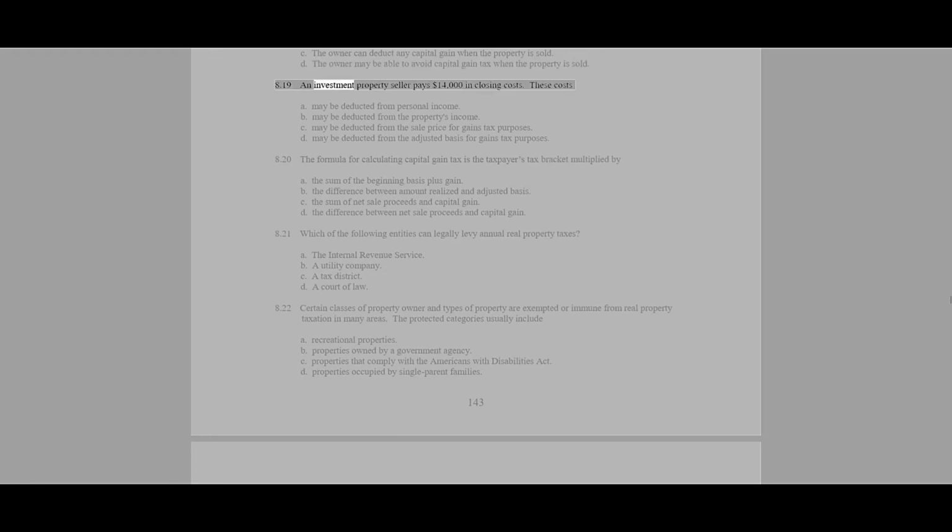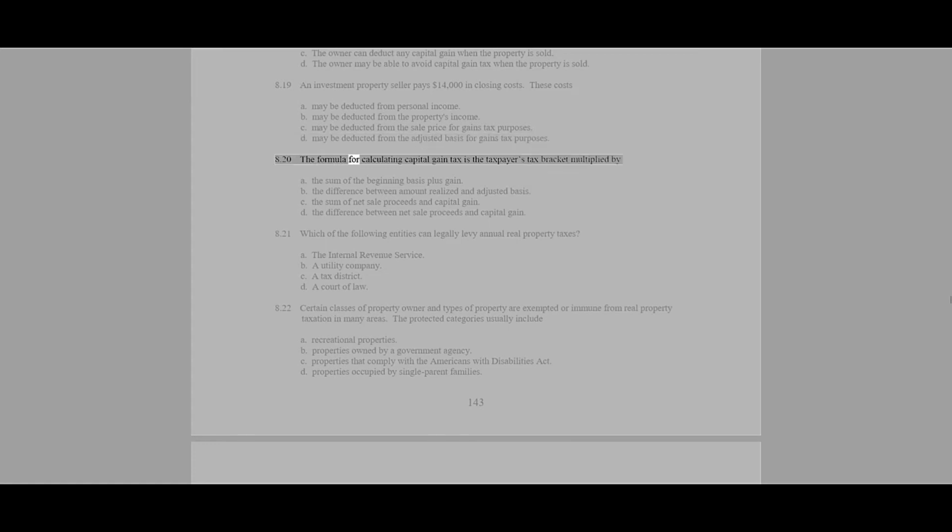8.19 An investment property seller pays $14,000 in closing costs. These costs: A. may be deducted from personal income. B. may be deducted from the property's income. C. may be deducted from the sale price for gains tax purposes. D. may be deducted from the adjusted basis for gains tax purposes.